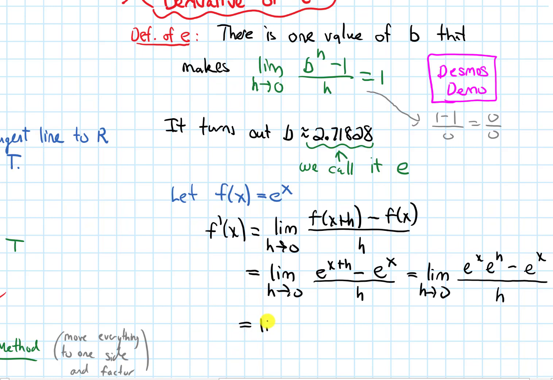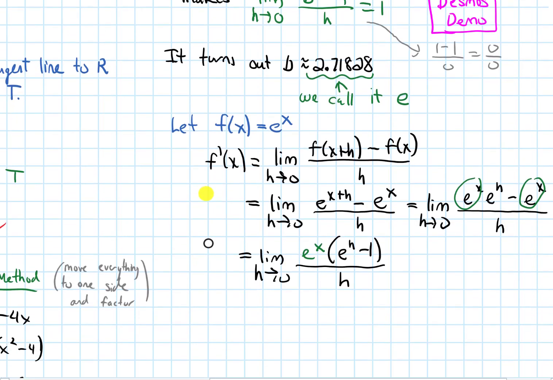Okay, so we have the limit as h goes to 0. Now I see this e to the x on top in both of these terms. Let's factor that out. That leaves me with e to the h minus 1 over h on the denominator. So we're taking the limit as h goes to 0. E to the x has no h's in it, which means it's kind of like a constant for our purposes. I can bring it in front of this limit.